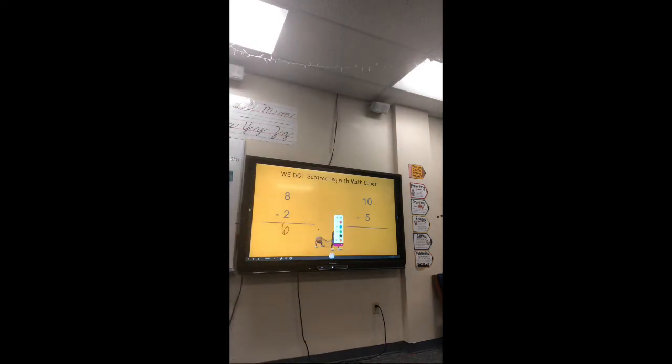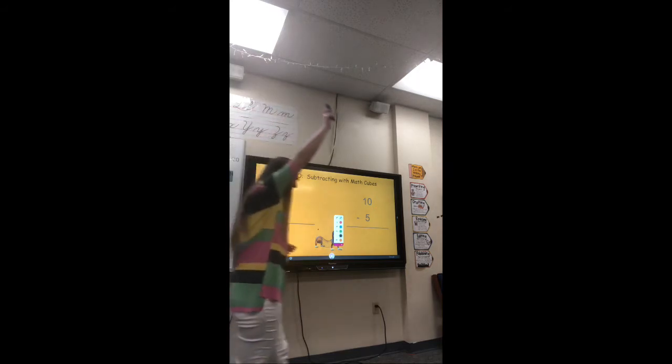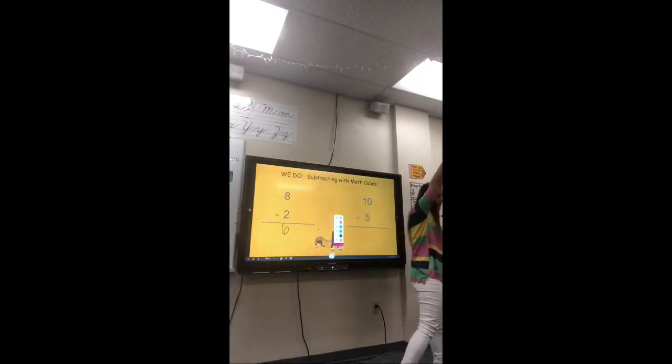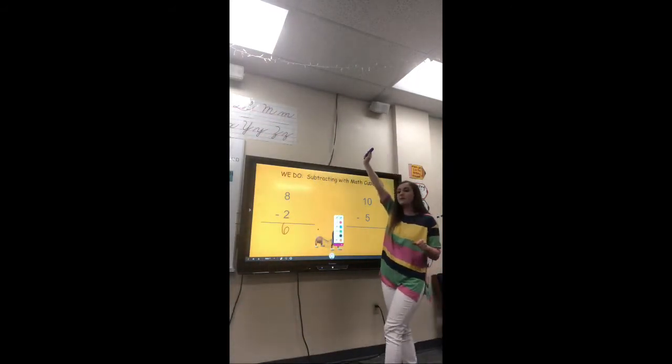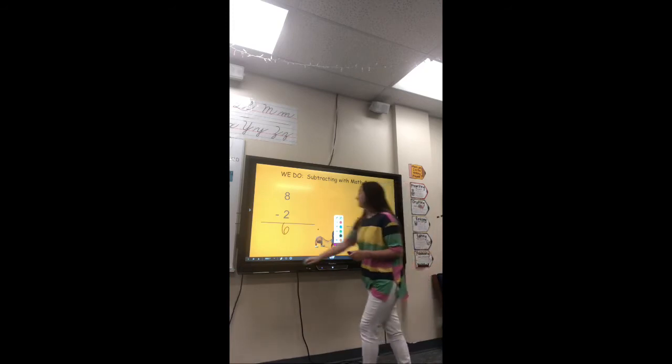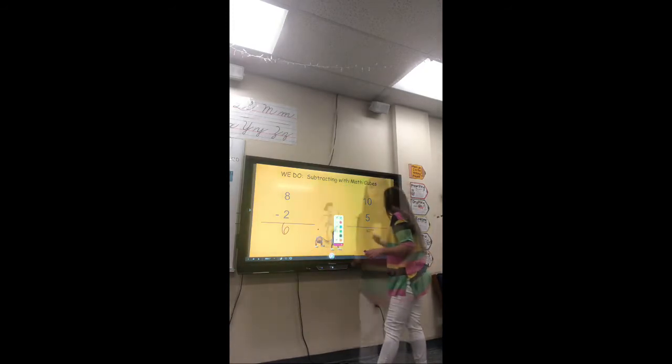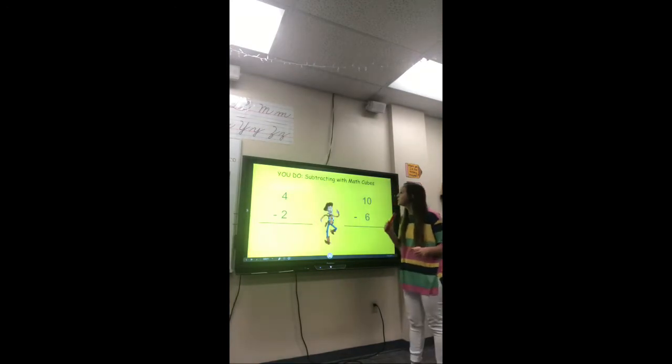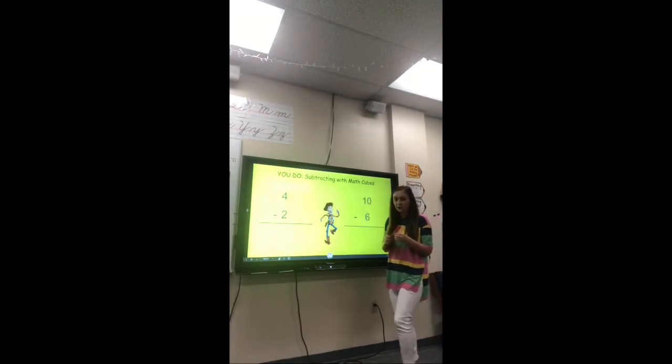Hold up how many blocks you have left. All right, Kaylee, how many blocks do you have left? 5 blocks. I agree with Kaylee. 5. All right, so now it's going to be your turn to practice subtracting with your math cubes.